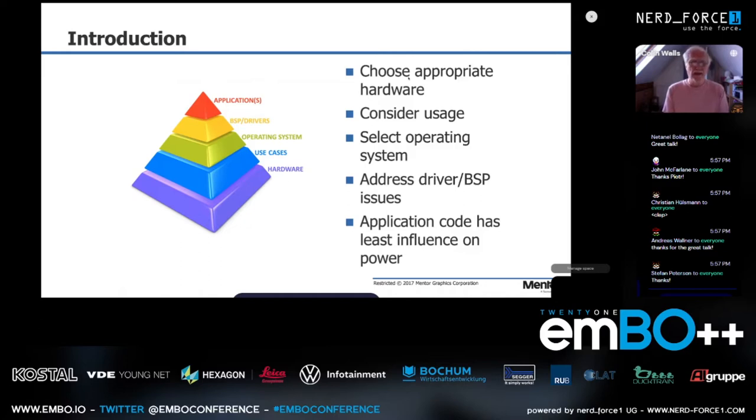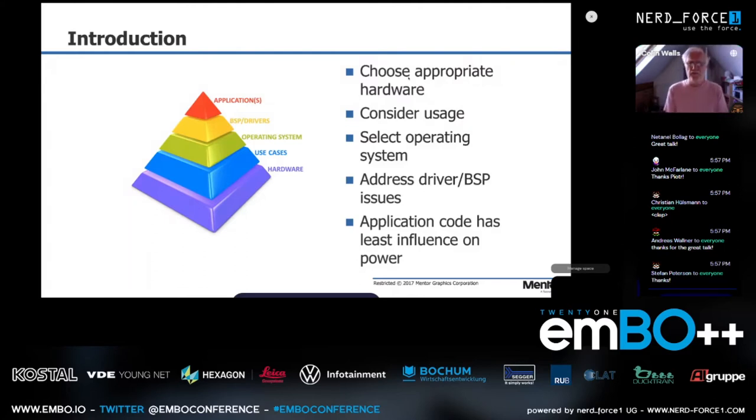The next layer is use cases. However the device is used at different times, it will have different power requirements. And each of these scenarios we call a use case. And the definition of use cases is absolutely fundamental to power management. So that's the next most important thing, the first part of the software that's important. Above that is the operating system. Choosing an operating system with the right functionality is pretty critical to getting good power management. Part of the operating system that's very important there is the board support package and drivers.